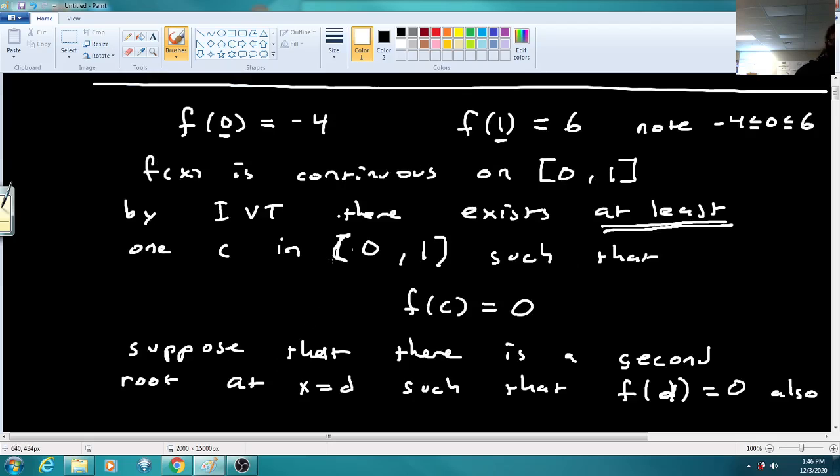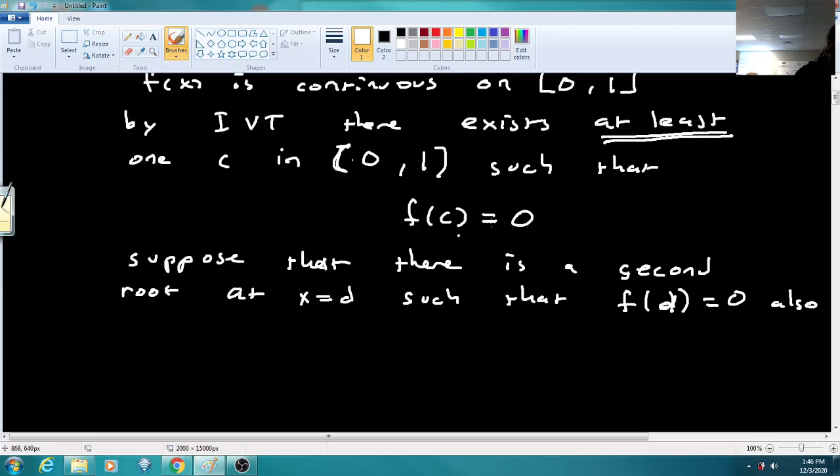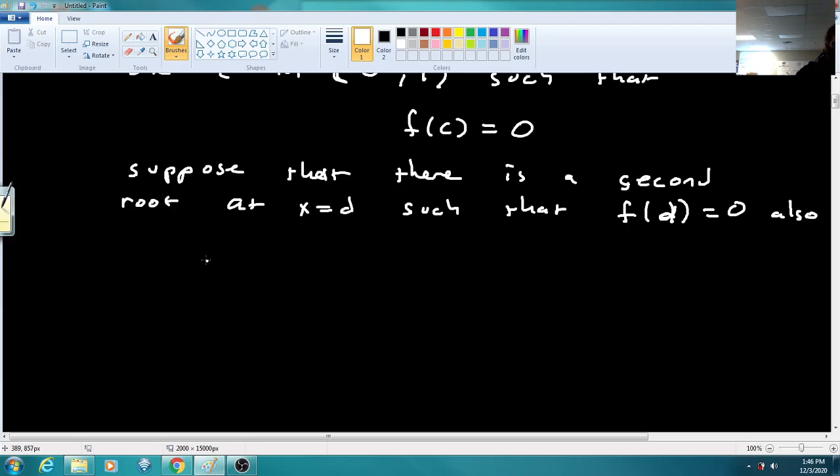So f of x is still a polynomial. We're looking at the region 0 to 1. It's continuous there. It's differentiable there. And we have f of c equals f of d, and they both equal 0. If we can show that this second root causes a contradiction, then we'll have shown that there could only be one. So by Rolle's theorem, because we're continuous, we're differentiable, and we have the endpoints of this interval equal 0.